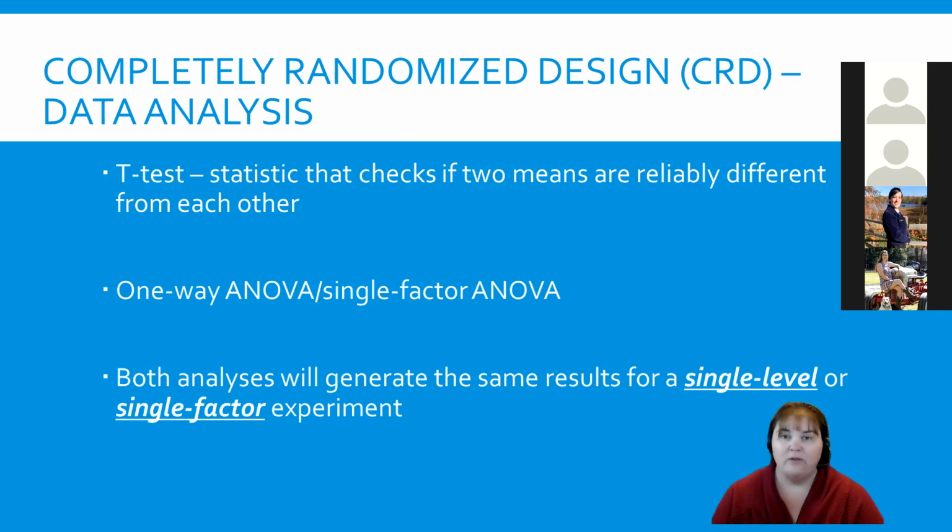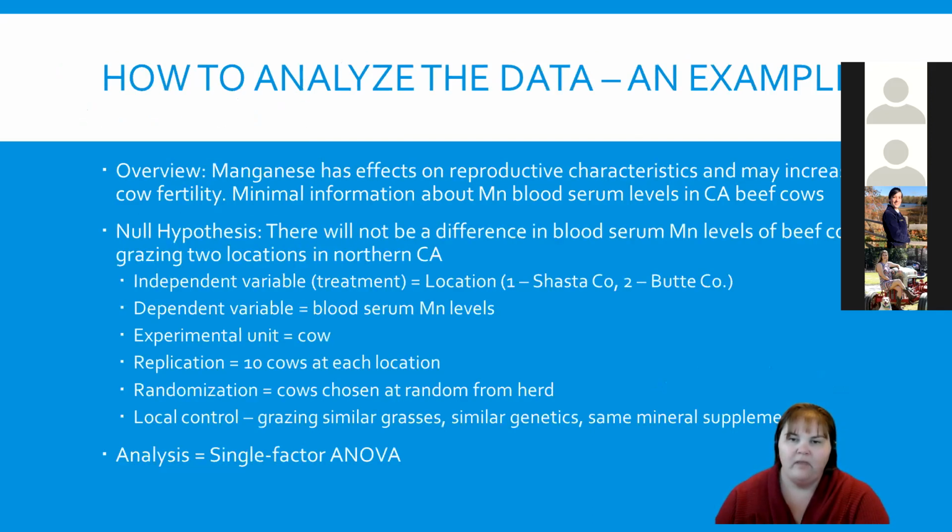And if that sounds familiar, that goes back to type 1 and type 2 error that we talked about in the statistics section. The cool part about these two analyses, whether we're running a t-test or a one-way ANOVA, is that if we're doing it with a single or completely randomized design, both analyses are going to generate the same results, as long as it's for a single factor or single level experiment. All right, so analysis of variance is really popular among researchers. It's also broad enough that it can be applied not only to single factor designs, but later to multi-factor designs as well.